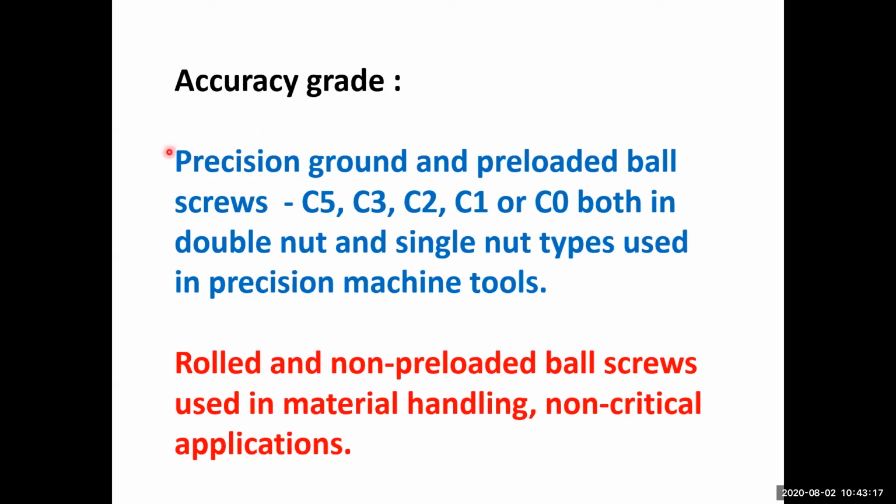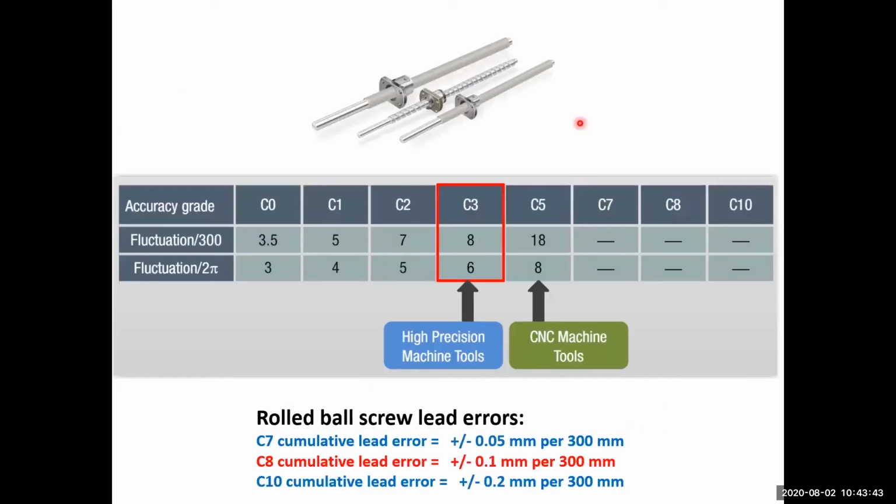So for precision ground ball screws, the accuracies available are C0, highest accuracy, C1, C2, C3, and C5, which is, let us say, on the lower side accuracy wise. We also have rolled ball screws, which are used in material handling and some non-critical applications. Let us look at the details.